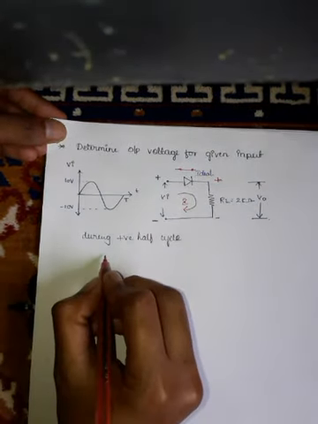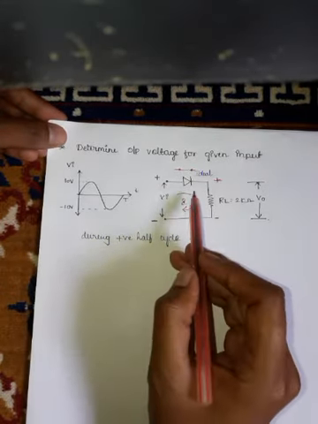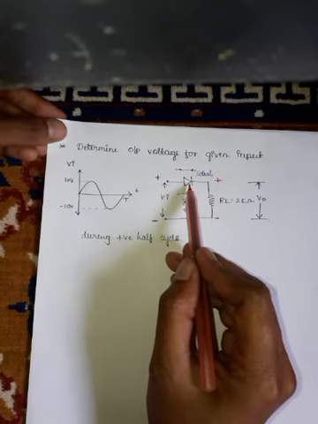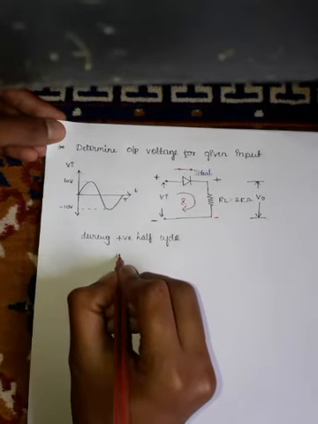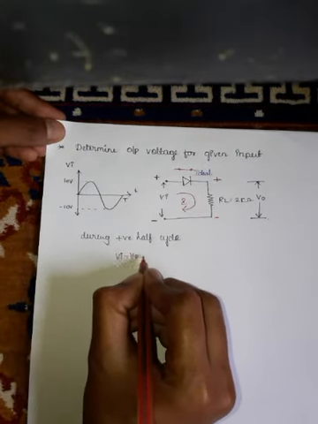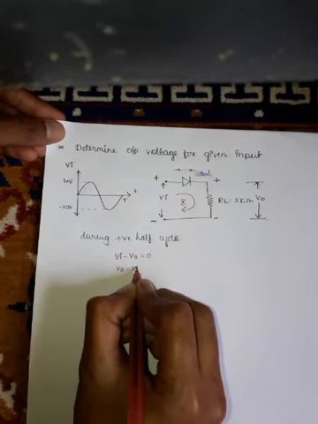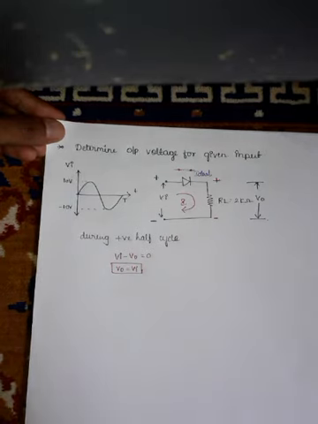So I'm going to apply KVL for this circuit. As we have considered the diode as an ideal diode, the diode is replaced by a switch. So Vi minus V0 is equal to 0. That implies V0 is equal to Vi. Output voltage will be equal to input voltage.